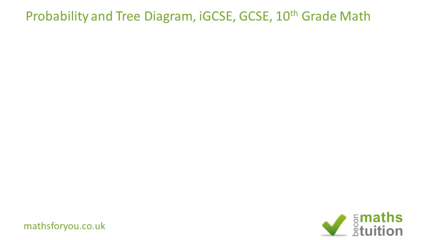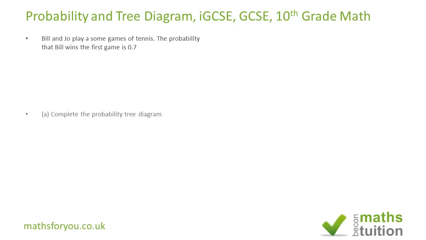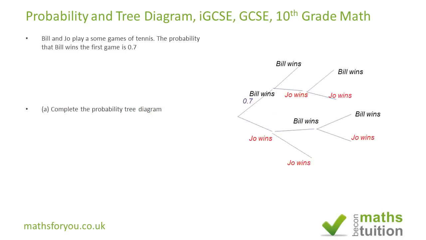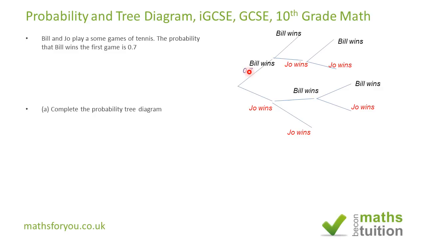Now, here we go. It said Bill and Joe play some game of tennis. The probability that Bill wins the first game is 0.7. Okay, and then it says complete the probability tree diagram, and here's our diagram there. So if that's 0.7 there, that's got to be 0.3. All right, so Joe wins with a probability of 0.3 for the first game. Now it seems to me here that there must be 3 games: the first game, second game, and third game there.